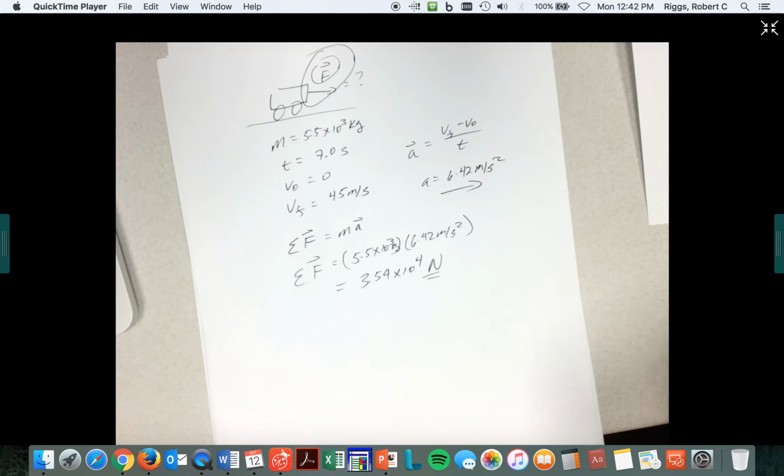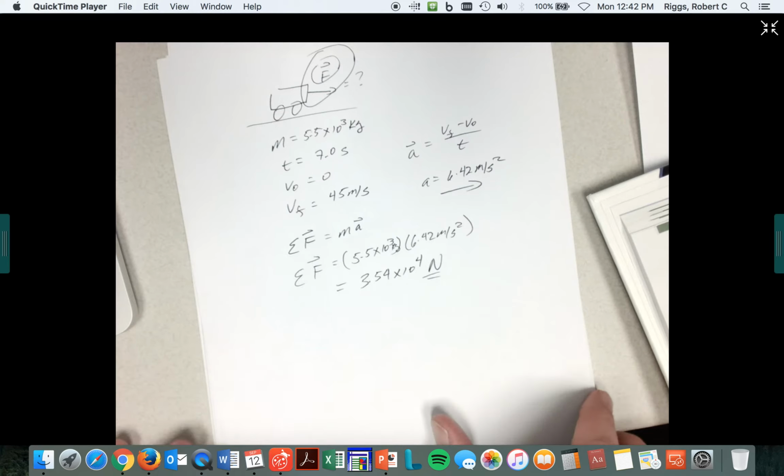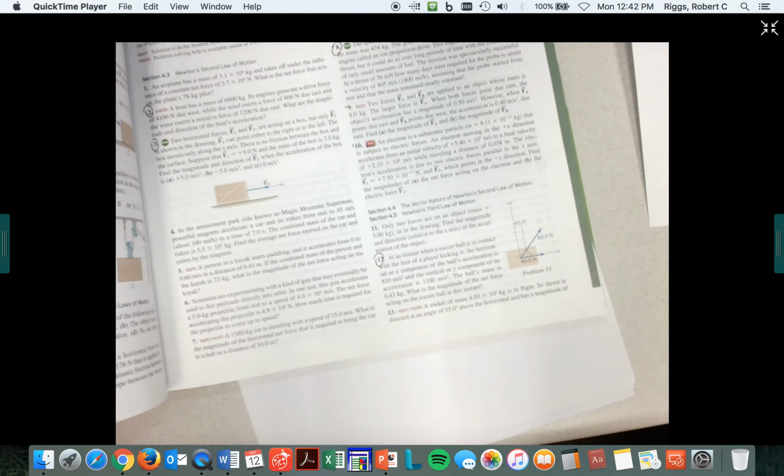Let's look at another problem. I know this one might be easy, but let's look at one in two directions. All right, so here we go. Let me smoosh this down. It's in your book. These are all taken from your text. All right, so we're going to look at problem 11 here.